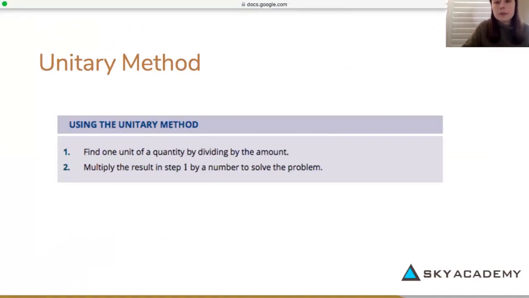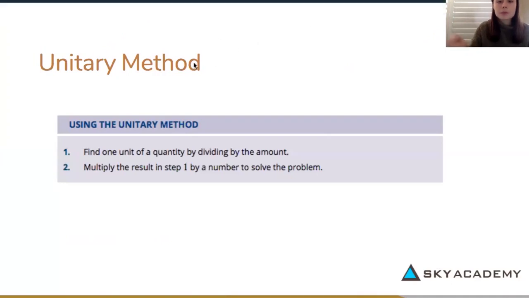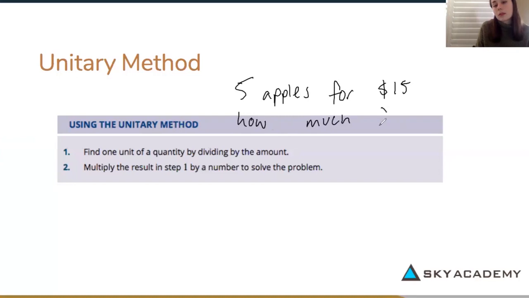So for example, let's say I had 5 apples for, let's just say $15. And I want to know how much 6 apples would cost. According to step 1, I have to find 1 unit of the quantity by dividing by the amount. So I have to find 1 unit of $15. So I do 15 divided by 5, because if 5 equals 15, I need to figure out how much 1 would equal.